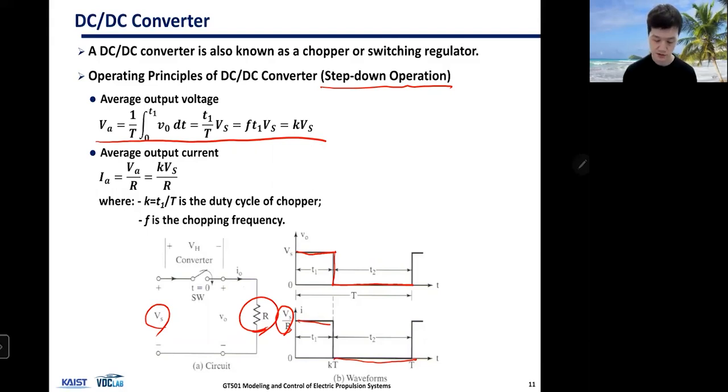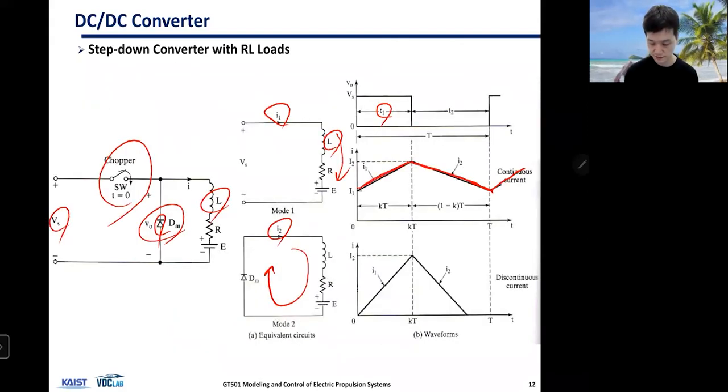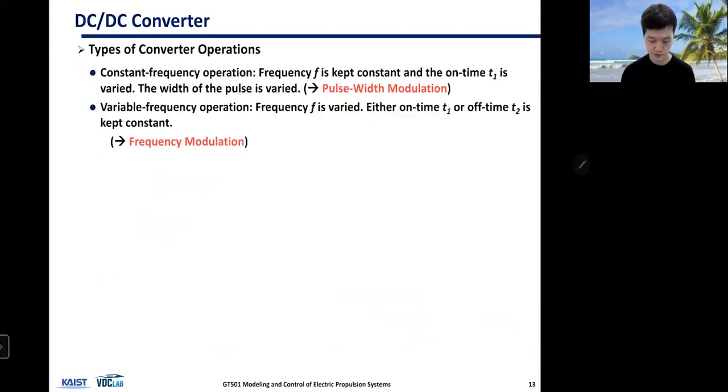What it means is it's basically the average of this square block. Okay, sort of kind of like that. And then there are two types of converter operations for DC-DC converters. One is pulse width modulation, and the other one is frequency modulation. This is not just for DC-DC converters, but used in many circuits.